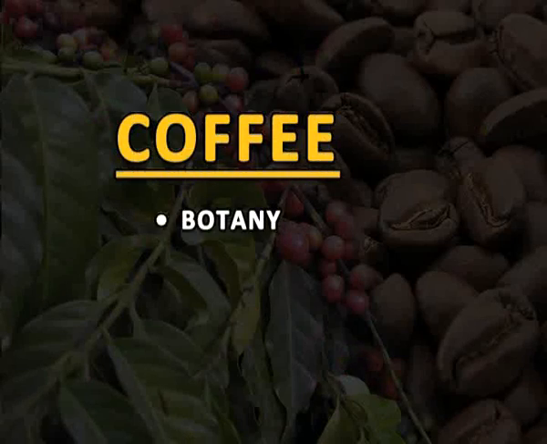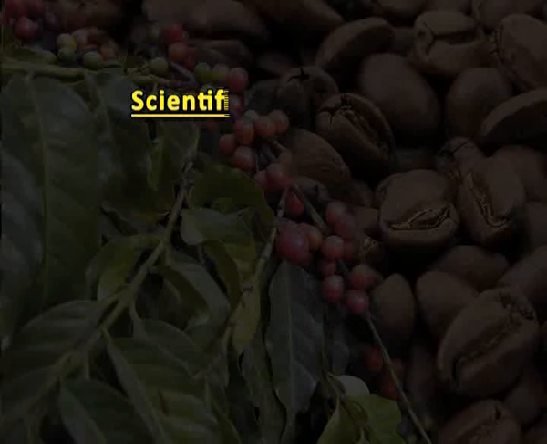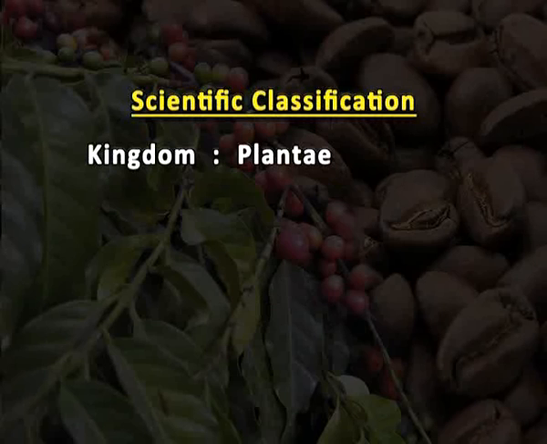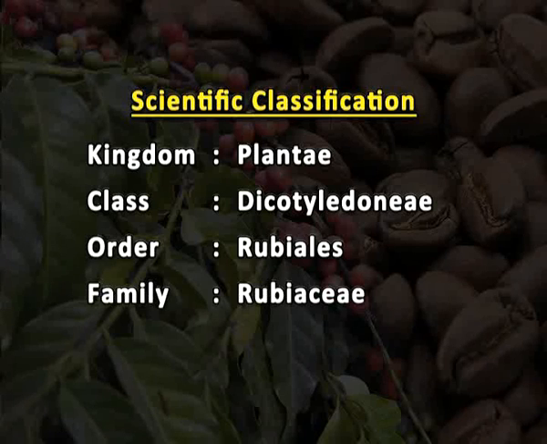Today we will talk about coffee, its botany, cultivation and its processing. Scientific classification. It belongs to kingdom Plantae, class Dicotyledone, order Rubiales, family Rubiaceae, genus Coffea.